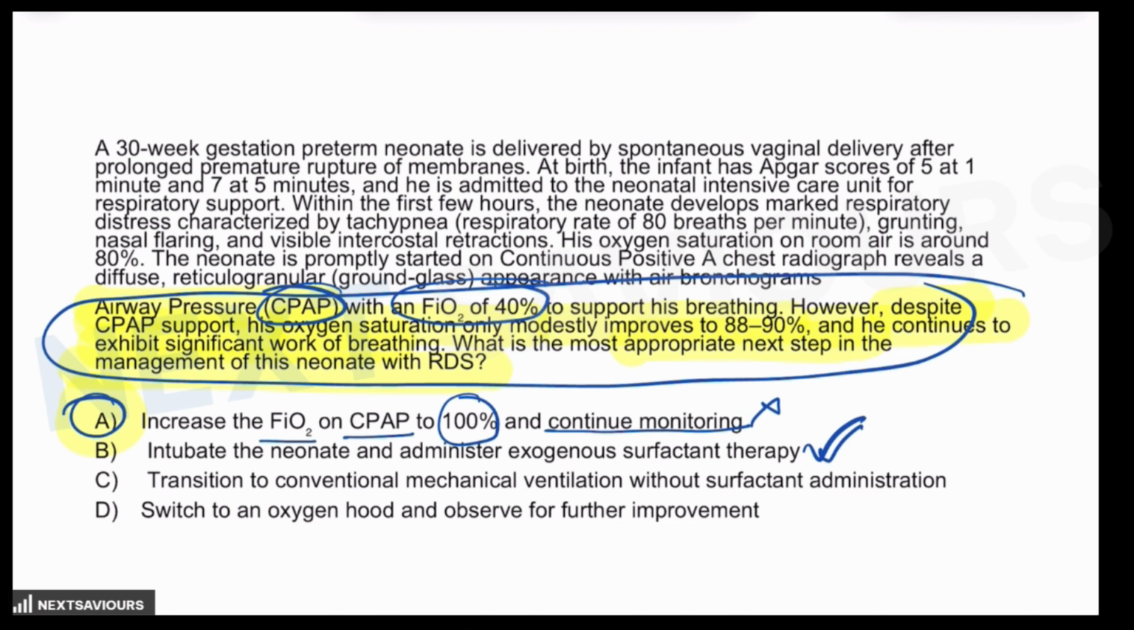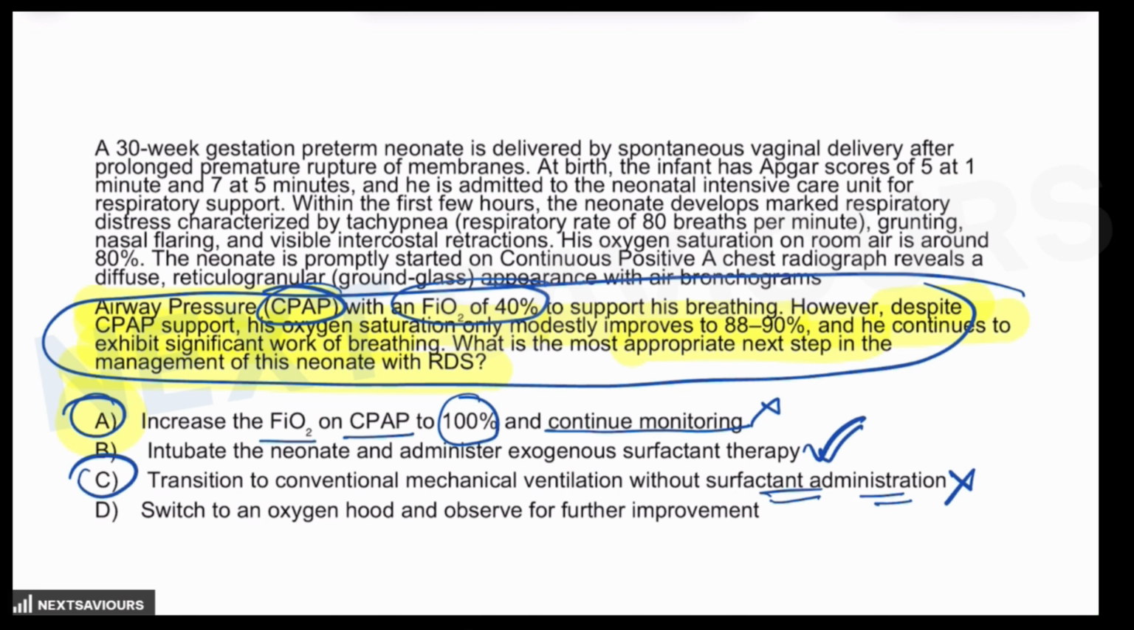But before marking the correct answer, let's see other options too. Option C is transition to conventional mechanical ventilation without surfactant. Mechanical ventilation alone does not address the primary cause of the respiratory distress syndrome. Without surfactant therapy, obviously, the neonate remains at the risk of alveolar collapse, worsening gas exchange, and prolonged ventilation dependence. Surfactant administration significantly reduces the severity and duration of respiratory distress. So, this option is also incorrect.